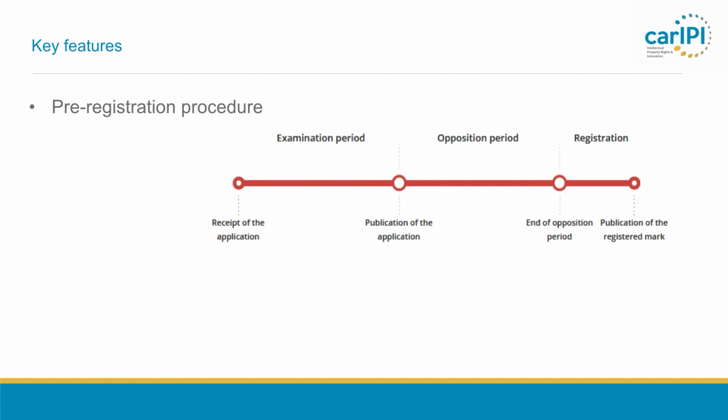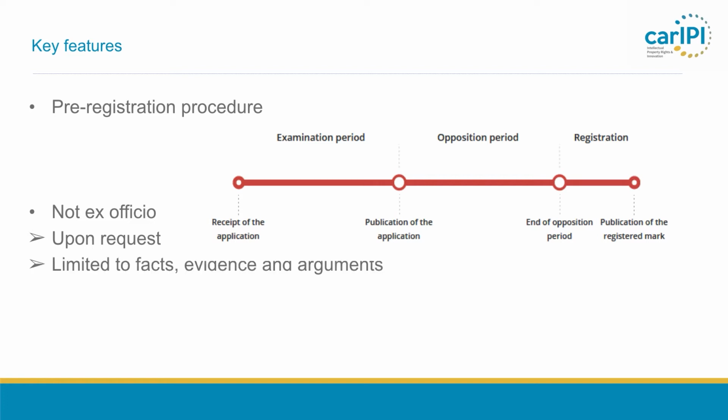The purpose of opposition proceedings is to decide whether an application can proceed to registration despite the opposition from a third party. In EUIPO, on the basis of the European trademark regulation, we do not examine oppositions ex officio like absolute grounds. They are only examined upon this request from a third party, and this examination that the office carries is limited to the facts, evidence, and arguments that are presented by the parties.